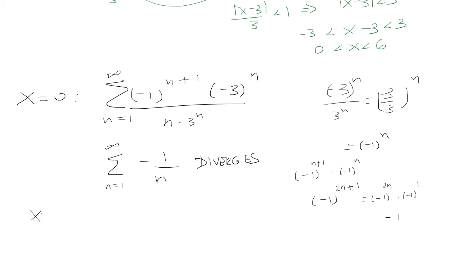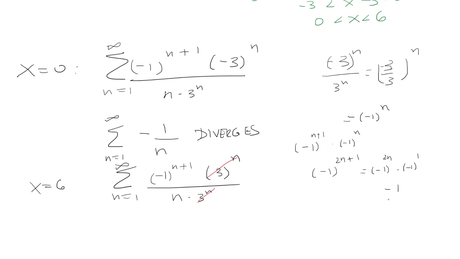Okay, the last thing is to test 6. So you have the sum, and instead of x minus 3, we're going to have 6 minus 3, which is just 3 to the n. So now I notice that the denominator and numerator have a factor of 3 to the n. That's going to go away.